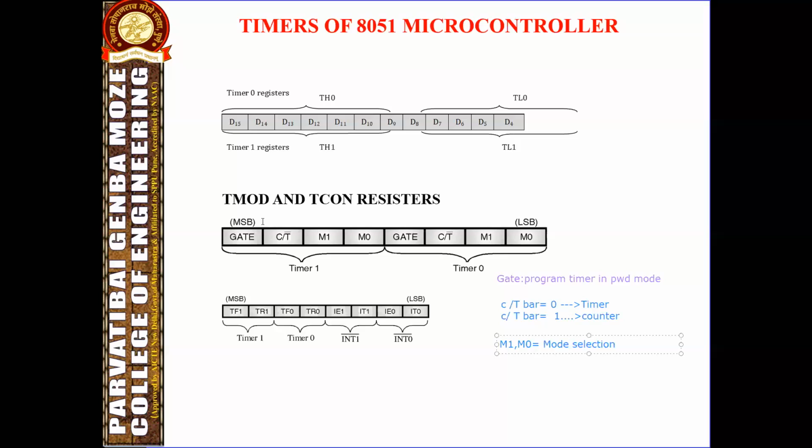TMOD is an 8-bit register. The lower 4 bits are used for timer 0 and the upper 4 bits for timer 1. In each case, the lower 2 bits are used to set the timer mode and the upper 2 bits specify the mode of operation.